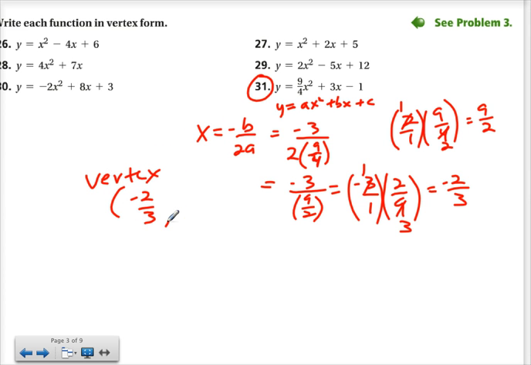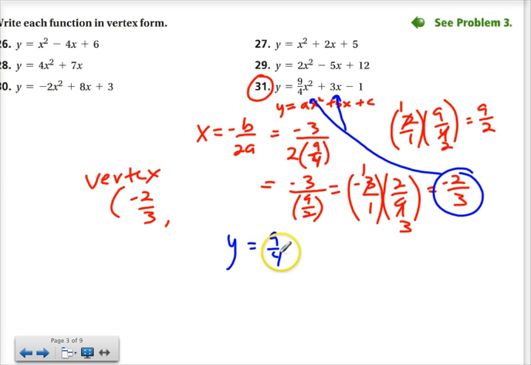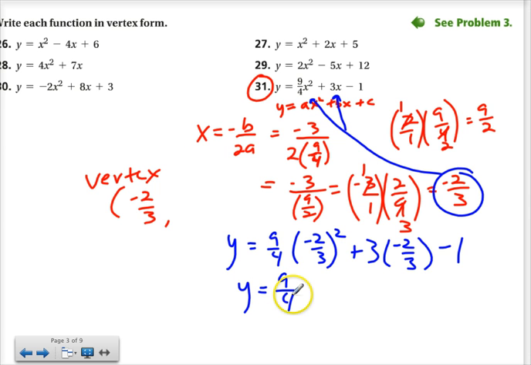And the next thing to do would be figure out what that y coordinate of the vertex is. And how we do that is by taking that negative 2/3 and putting it back into the original equation and seeing what we get. So y equals 9/4 times negative 2/3 squared plus 3 times negative 2/3 minus 1. Then we'd have 9/4, and negative 2/3 squared is going to be, let me write that up here, negative 2/3 times negative 2/3. So top times top, bottom times bottom, we will get 4/9.